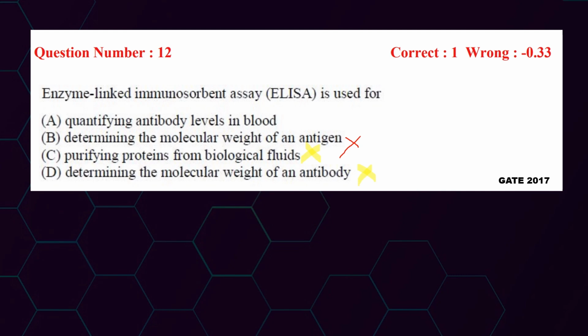It is just used to quantify the antibody level in blood. So the answer here is A.